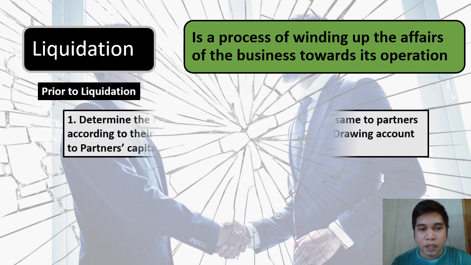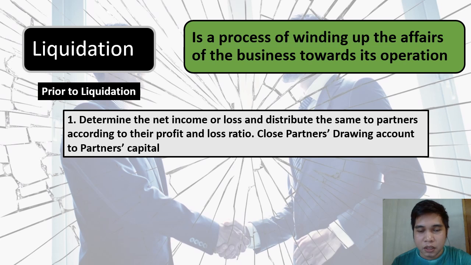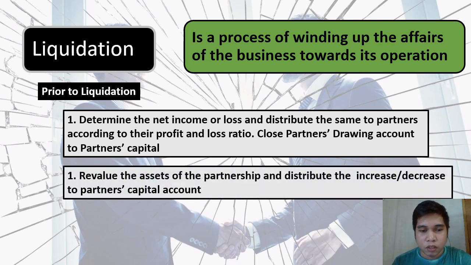So prior to liquidation, we have the first step. Determine the net income or loss and distribute the same to partners according to their profit and loss ratio. Close partners' drawing account to partners' capital. Number 2, we also need to revalue the assets of the partnership and distribute the increase or decrease to partners' capital account. If you're familiar, dun sa number 1 ito, ang tawag po natin dito ay dissolution. So once na natapos natin ang process na to, pwede na tayo mag-proceed sa ating partnership liquidation.